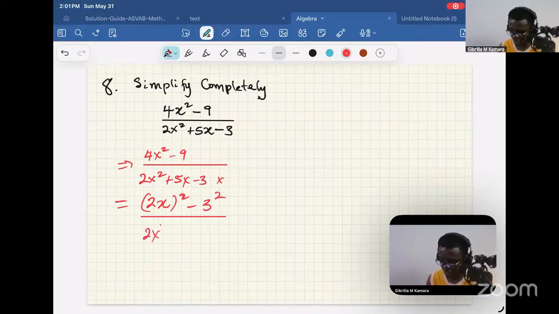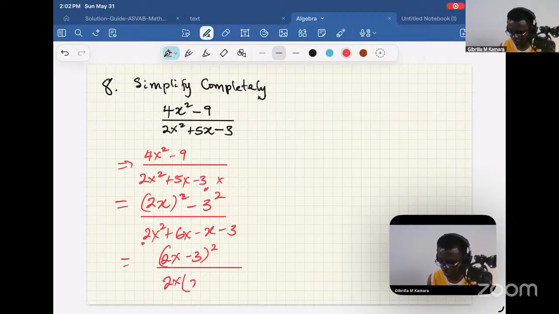So it becomes 2x squared plus 6x minus x, then the minus 3. Okay, so this becomes (2x minus 3) all square. Everything here divided by. Now, if you look at this one, you have 2x common. If you take it out, what is left is x plus 3, then minus 1 into x. So this becomes plus 3 as well.